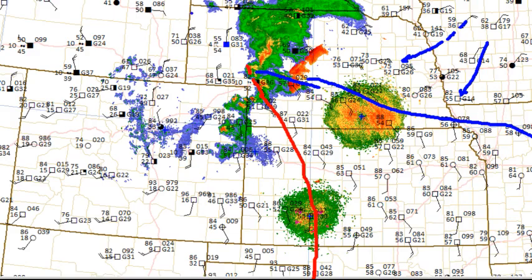And looks like that kind of arcs around. North wind there at Denver. Northwest wind at Colorado Springs. And that gives us our frontal boundary.